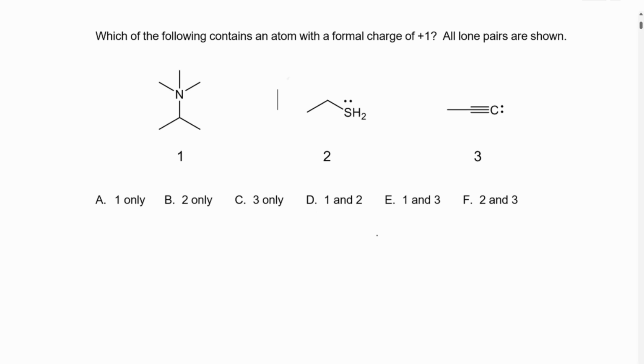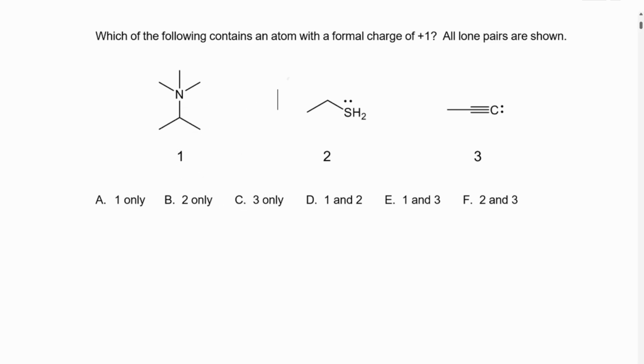Alright, let's look at number 1. This nitrogen here, I can see there are 4 bonds sticking out, 4 single bonds. Over here, here, here, and here. And nitrogen has 5 valence electrons. So bonds count as 1 and lone pairs count as 2. So if nitrogen has 5 valence electrons and there are 4 bonds, we're going to have a formal charge of +1. So 1 is going to be correct.